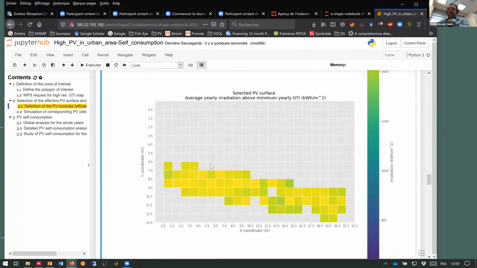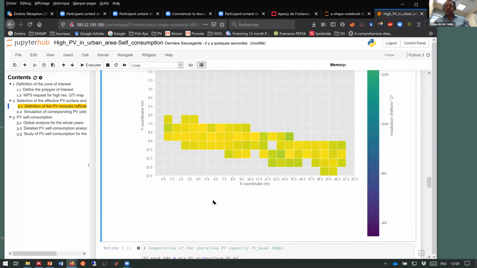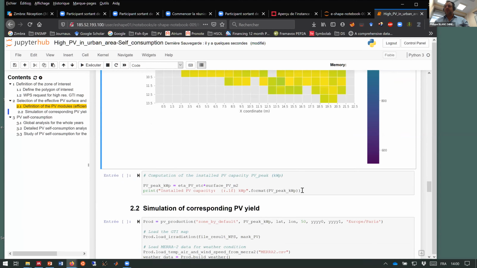So I have selected a subzone only on the basis of a threshold on the yearly irradiation, which is quite rational. Okay, so once I have set this, I assume that I have put all my square meter covered by PV modules. It's an assumption also, because of course the PV modules have a certain size, so we can play with the optimal tiling of the 1.62 square meter of PV in this, but it's too detailed for such an analysis, I think.